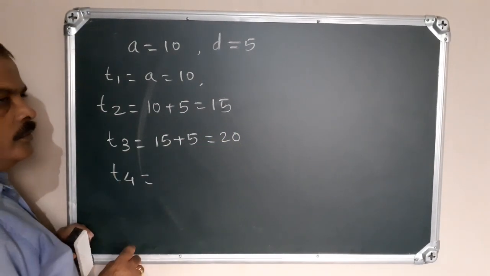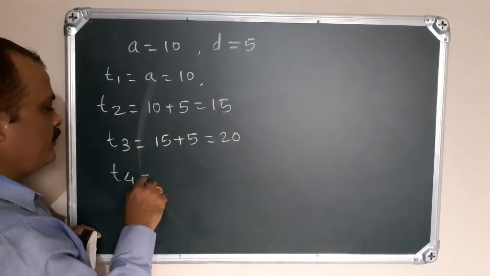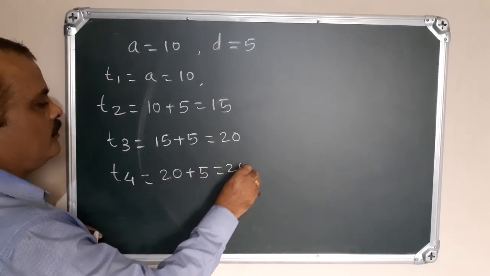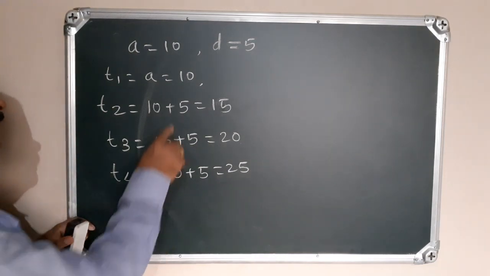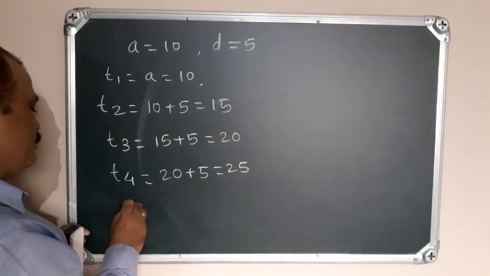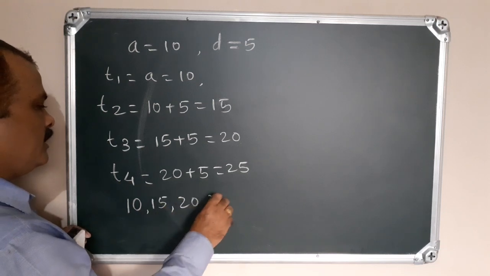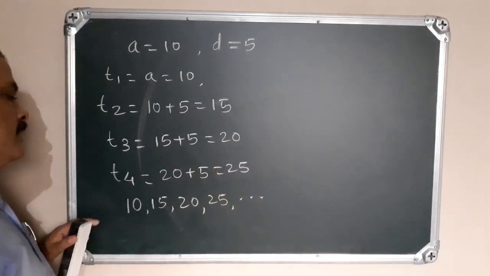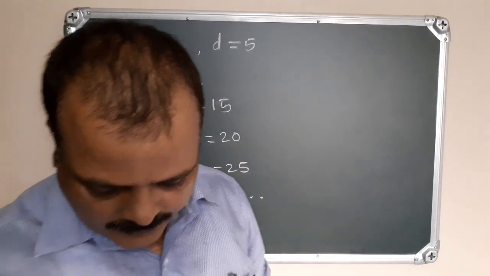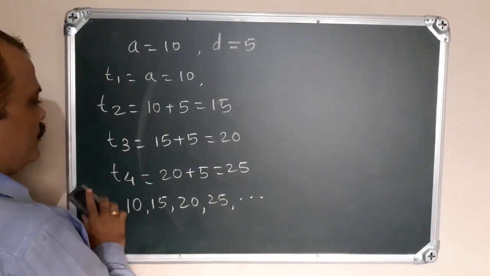So T4 is equal to, add 5, that is the common difference, to the third term, and we get the fourth term. So the third term is 20. So 20 plus 5 is equal to 25. So like this. This is the first term, the second term, third term, fourth term. So the arithmetic progression is 10, 15, 20, 25, like this. This is an AP. Very simple. Anyone can calculate the AP if the value of A and the value of D are given.